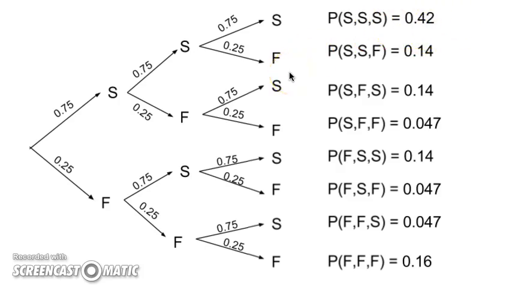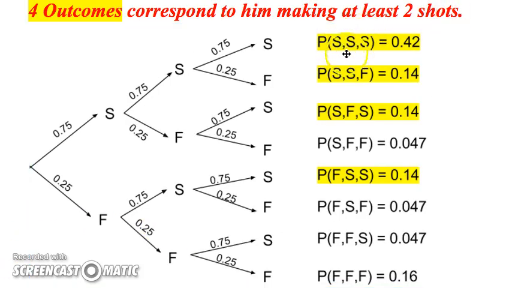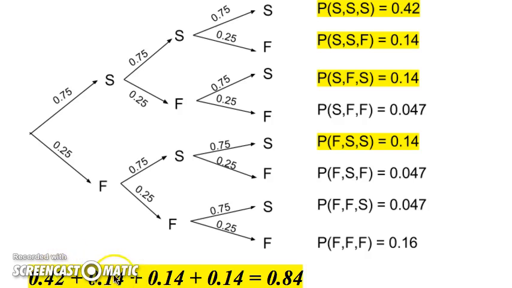Now we're interested in the probability that he makes at least 2, but we notice over here there are several outcomes that satisfy that. He could make all 3, he could make the first 2 and miss the third, he could make the first and the third, missing the second, or he could miss the first and make the last 2. Here's our tree diagram representing this process. We would then add those 4 probabilities to get the probability of making at least 2. So about 84% of the time he would make at least 2 of those shots.